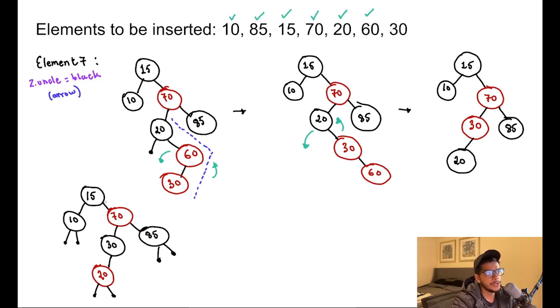So if we go this way, one intermediary. If it goes this way, one intermediary. If it goes this way, one intermediary. So we have basically resolved all the violations, and we have also inserted all the elements in the red black tree.